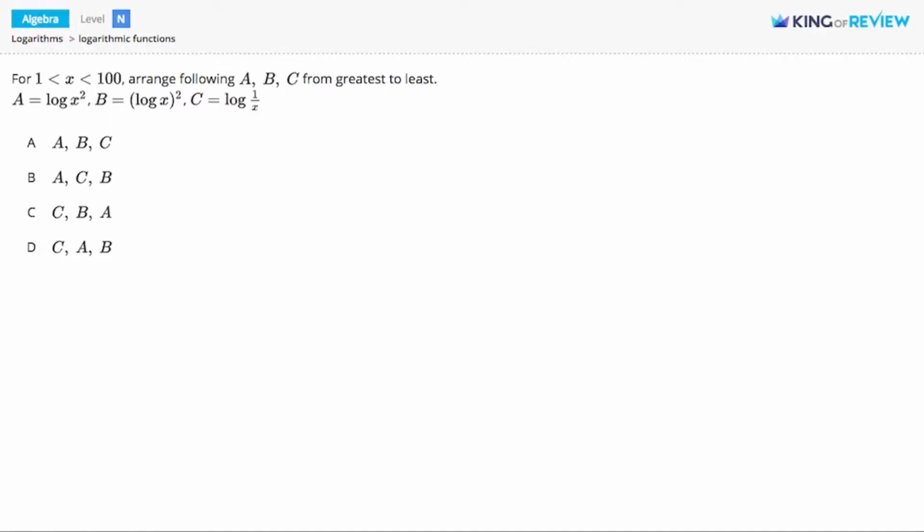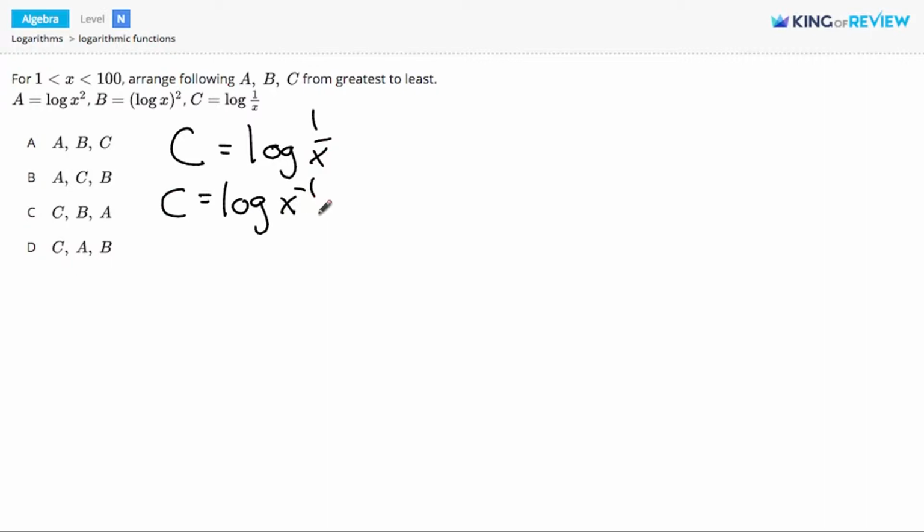Here we have 3 logarithmic expressions to arrange from greatest to least. I'd like to start with c because c looks the most different. It doesn't have a squared in it. C is defined as the log of 1 over x. But since logs are all about exponents, I'd like to rewrite 1 over x as x to the negative 1.